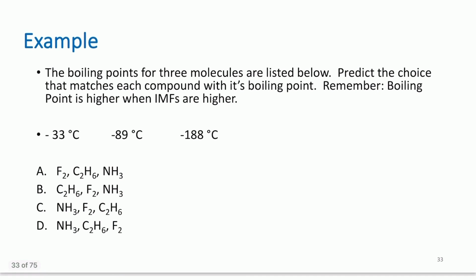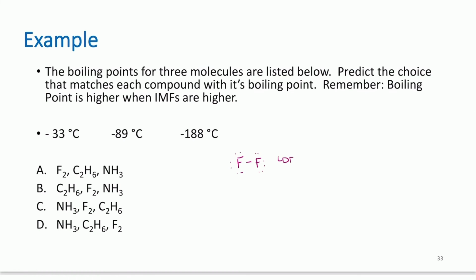The boiling points for 3 molecules are listed below. Predict the choice that matches each compound with its boiling point. Remember, boiling point is higher when your intermolecular forces are stronger. So -33, -89, and -188. I've got F2, LDFs, and that's it. Got C2H6.